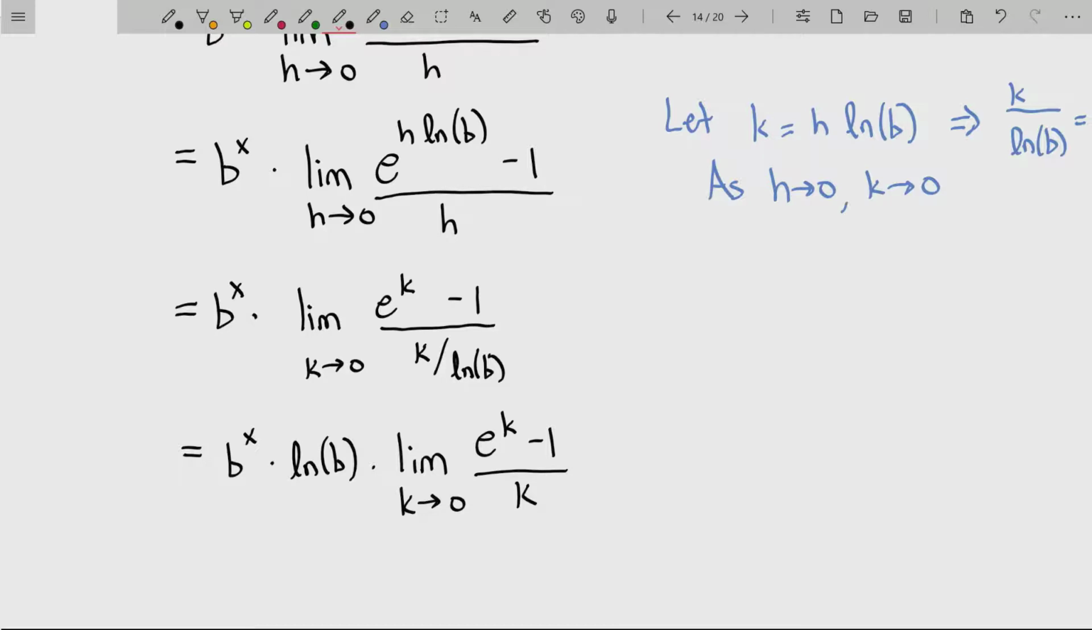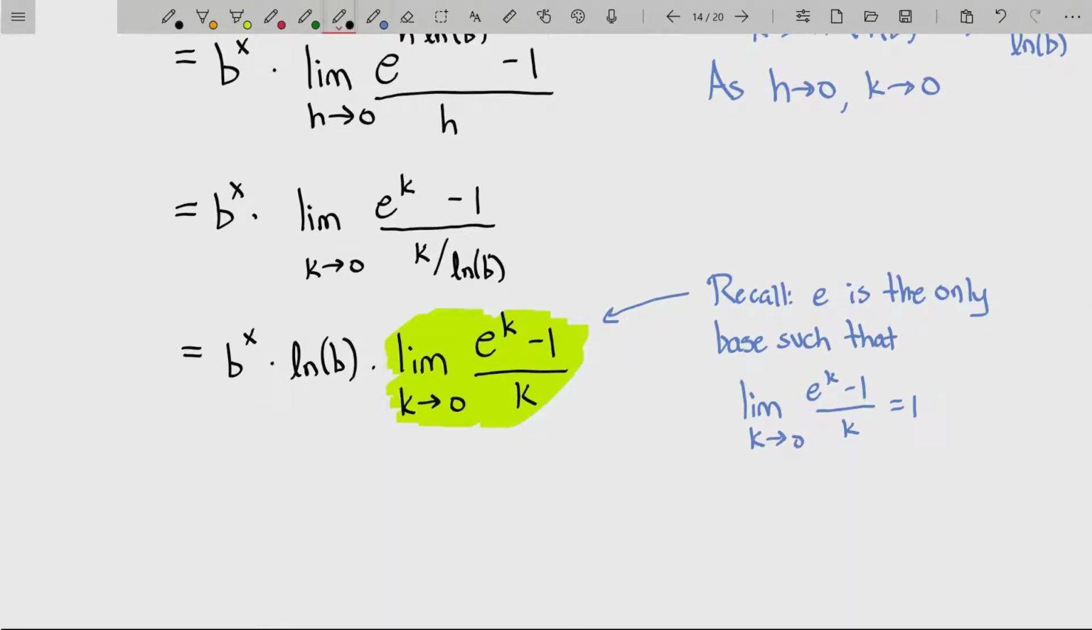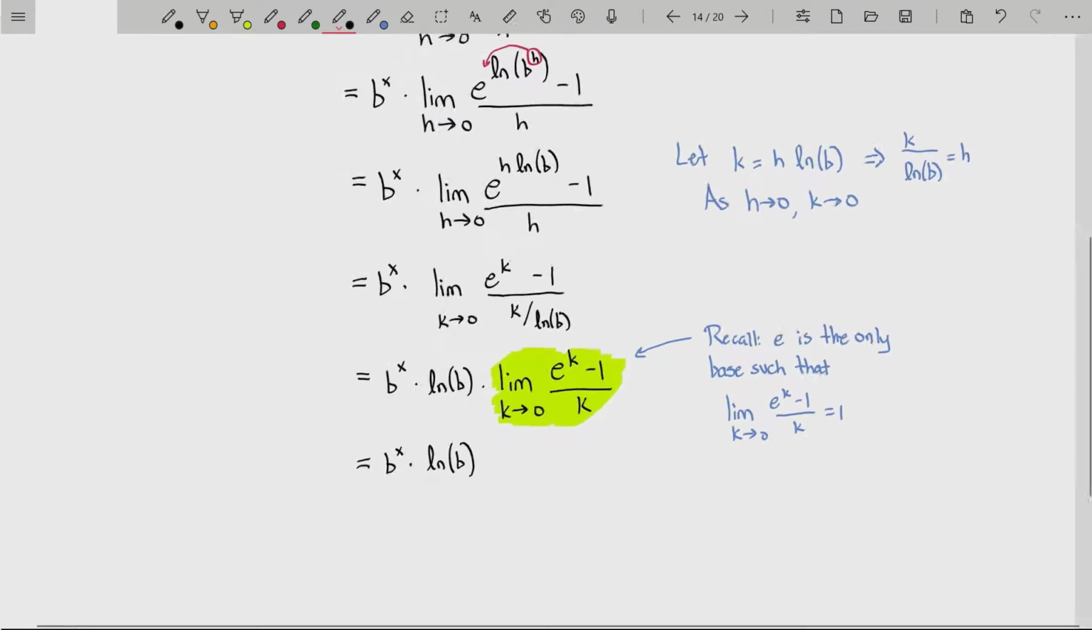Now, if you've been watching my video series, then this might be familiar to you. e is the only exponential base whose limit as k goes to 0 of e to the k minus 1 over k is equal to 1. So it's the only exponential base with that property. So that's a reminder, and I wrote it off to the side. So there we go. This ends up being just b to the x times the natural log of b. I didn't have to use anything from the future.